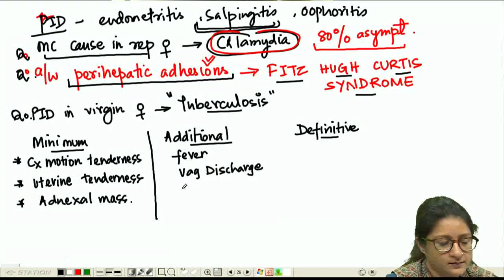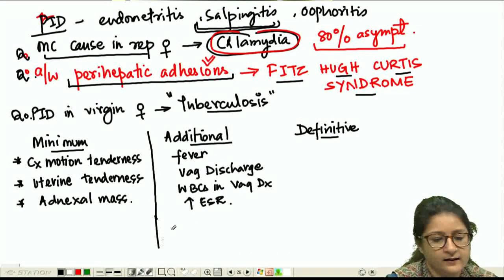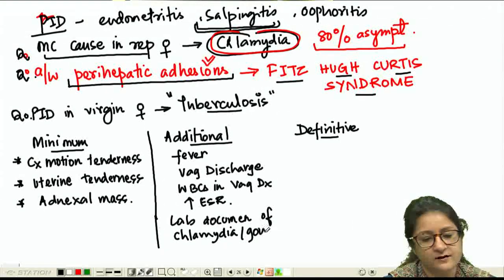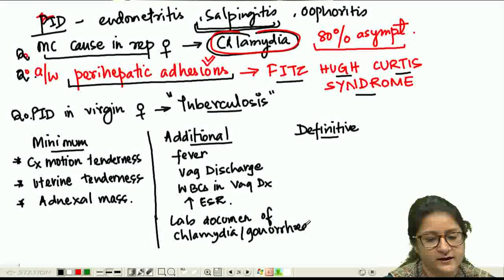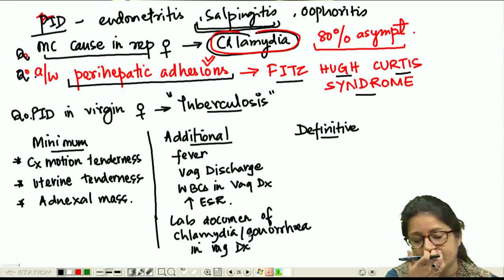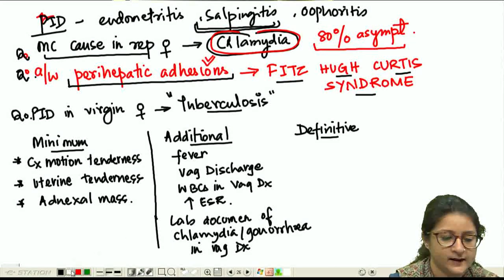it could be WBCs in the vaginal discharge, elevated ESR, and lab documentation of chlamydia or gonorrhea, right, in the vaginal discharge. Lab documentation of chlamydia or gonorrhea in the vaginal discharge is just an additional finding, all right. So it is not a definitive criteria.